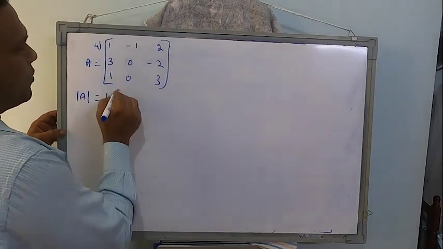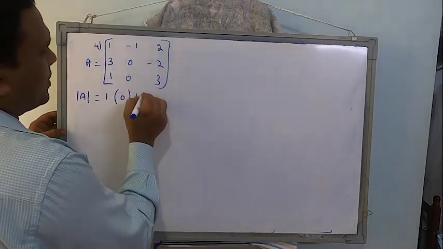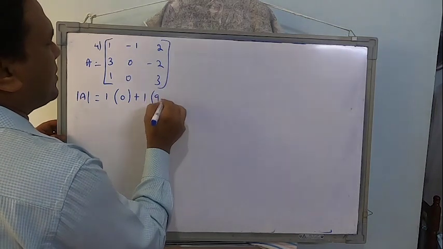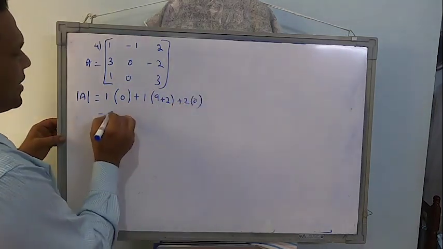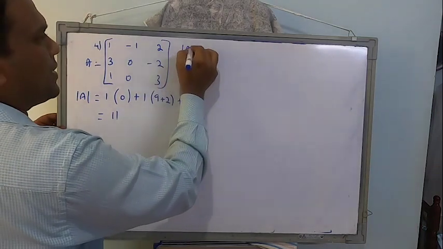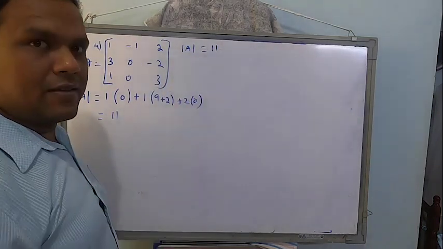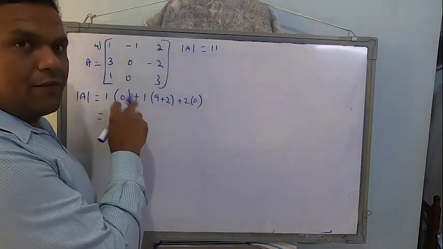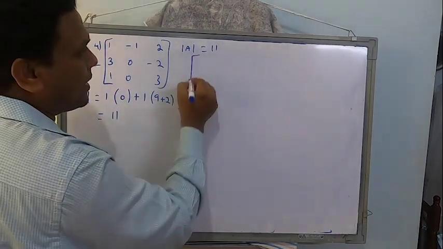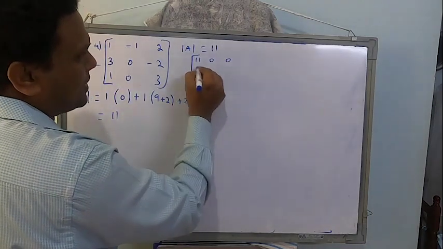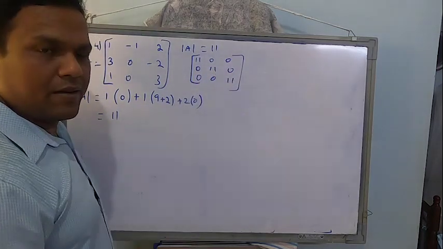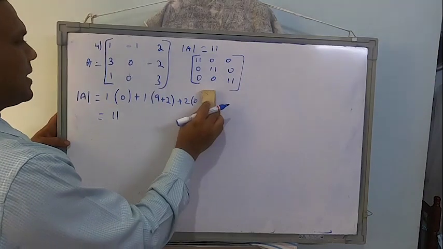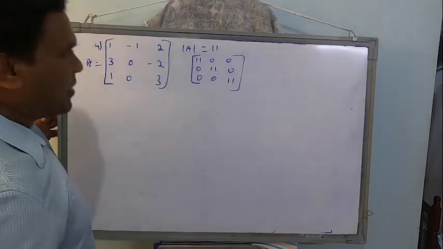So determinant will be 1 multiplied by 0, plus 1 multiplied by 9 plus 2, plus 2 multiplied by 0. So what you get here is 11. The value of the determinant will be equal to 11. That means when I multiply A with its adjoint, what should I get? I should get 11 0 0, 0 11 0, 0 0 11. This is what the answer should be. Fine, so let us start finding the adjoint first.